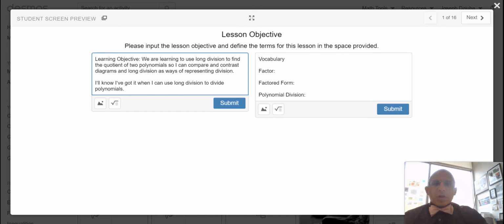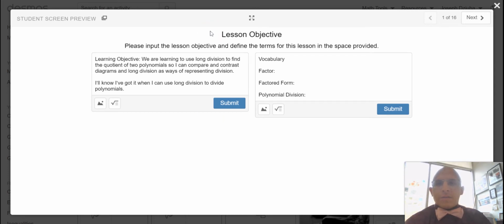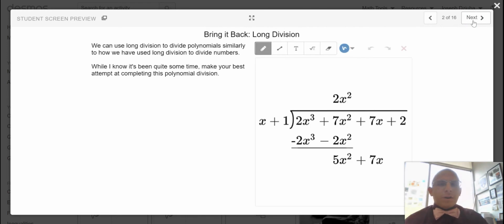All right, scholars. We're going to pick up with part 2 of our polynomial division explorations. In this activity, we're going to be focusing on the technique of long division to find the quotient of two polynomials so I can compare and contrast diagrams and long division as ways of representing division. I'll know I've got it when I can use long division to divide polynomials.